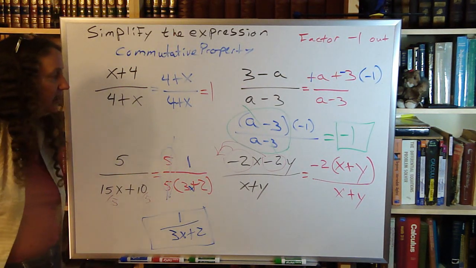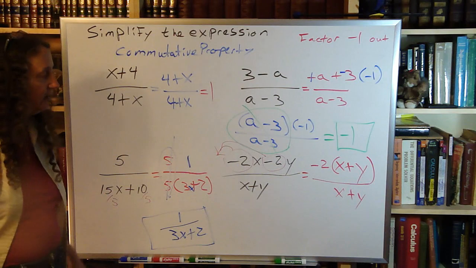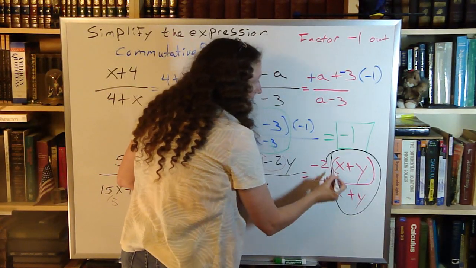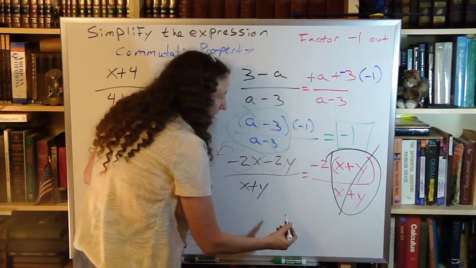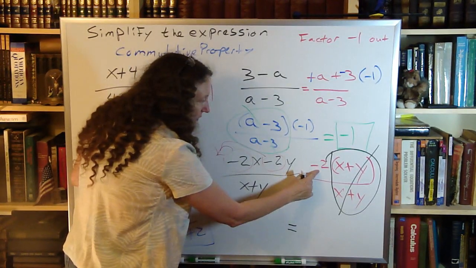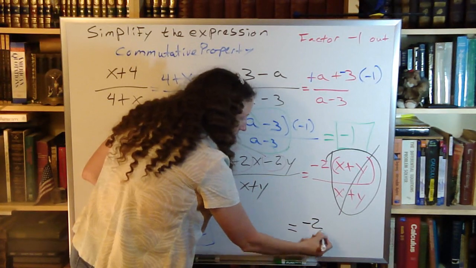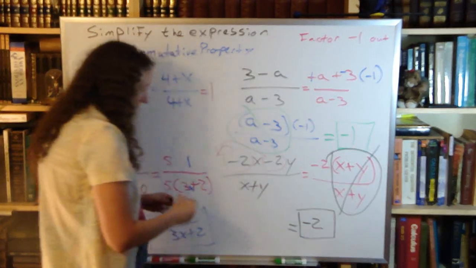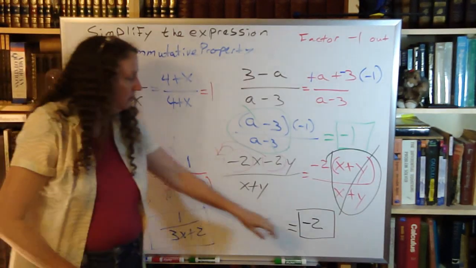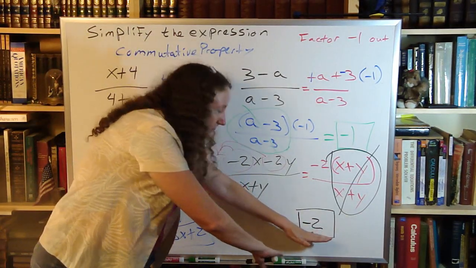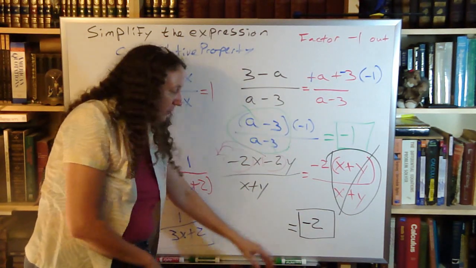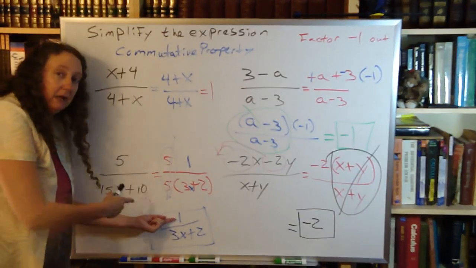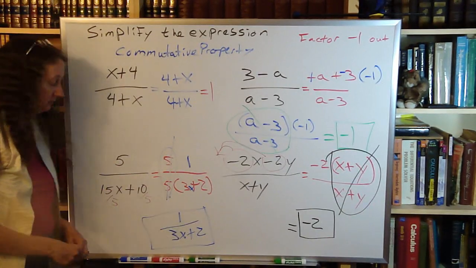I see that I have x plus y on both the top and the bottom. That's the same thing there. So I cancel that out, and my answer is just that negative 2 that is left on the top of the fraction. And here, we don't need to put anything on the bottom of the fraction. We can leave it as that. Over here though, we do need that 1 right there.